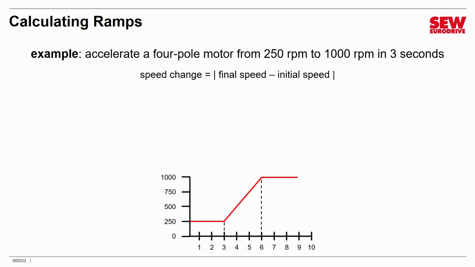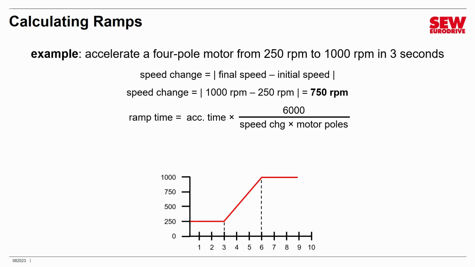The first thing we need to do is calculate the speed change. So we take the final speed minus the initial speed, and we take its absolute value. So we take 1000 RPM, which is our terminal speed. We subtract 250 RPM, and that gives us 750 RPM. So that is the change we're trying to initiate with our motor. Notice it doesn't have a sign on it because we've taken the absolute value.